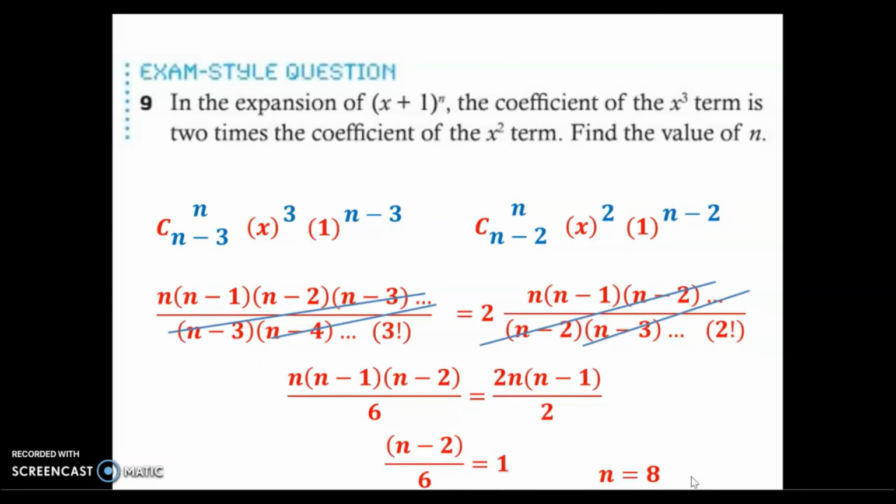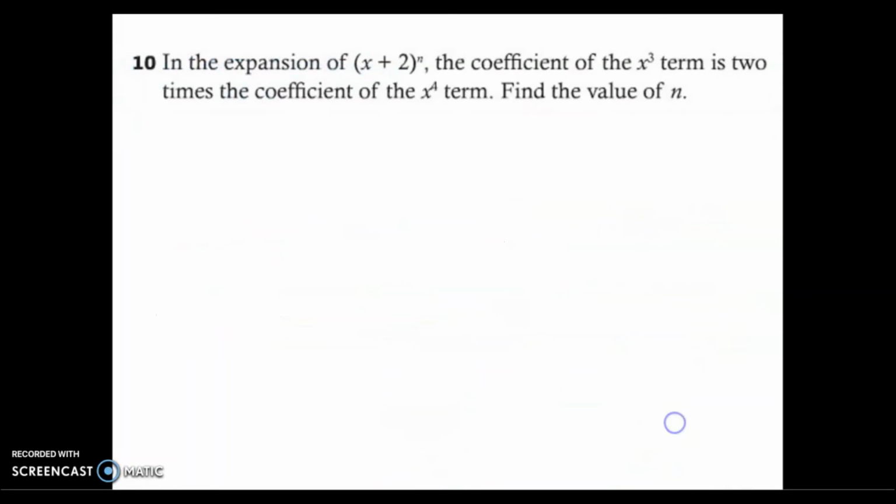Okay, definitely tough, but I hope it makes sense. Let's try one more, sort of like that. Similar problem. Now try this one completely on your own. Let's see if you can do it. Find the value of n.